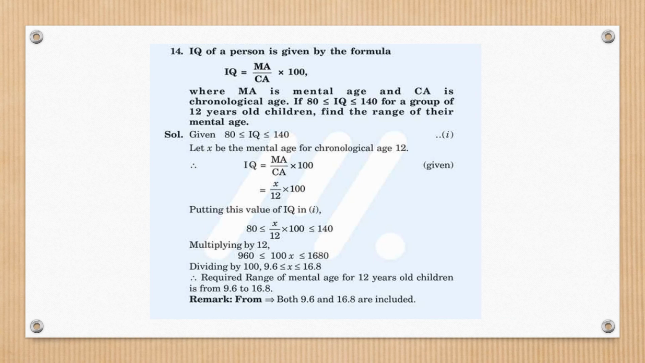Number 14: the IQ of a person is given by the formula IQ is MA upon CA into 100. MA means the mental age, and CA means the chronological age. Chronological age is the actual age.